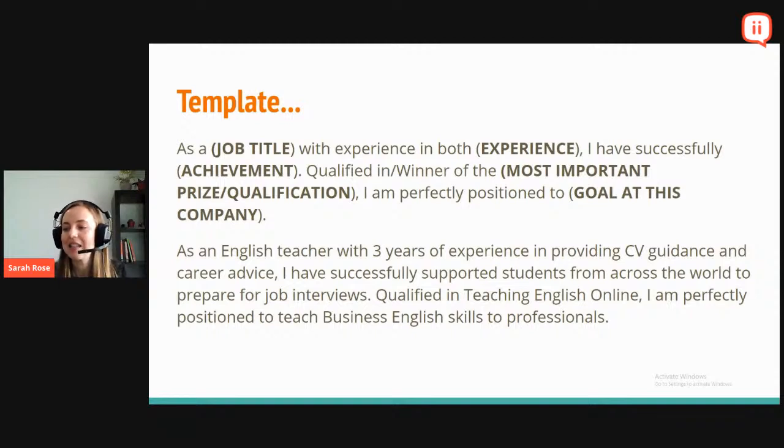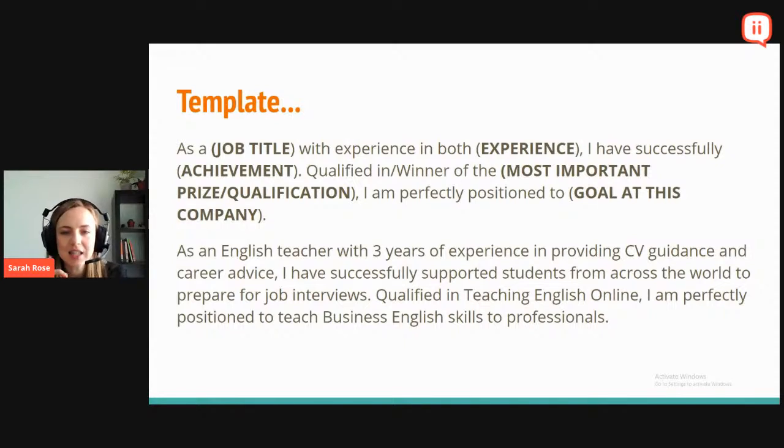So here you can see, remember, because English teacher begins with a vowel, I've put an. As an English teacher with 3 years of experience in providing, and then what is my experience that is specific to this class, for example? We then say I have successfully, and remember that this is in the present perfect, so I have successfully supported students from across the world to blah, blah, blah. Then we mention the qualification, qualified in teaching English online, I am perfectly positioned to, and then my current goal. So what can you write about yours?